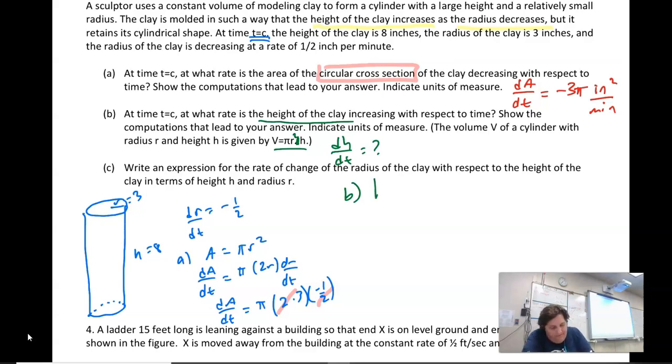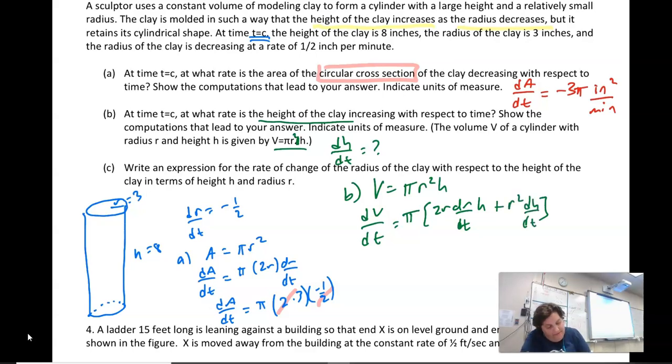All right, so my volume is pi r squared h. So dV/dt is pi, and then I'm going to do a product rule, which is going to go the derivative of the first, 2r dr/dt times the second, h, and then the first times dH/dt, okay? And I'm going to start plugging stuff in.